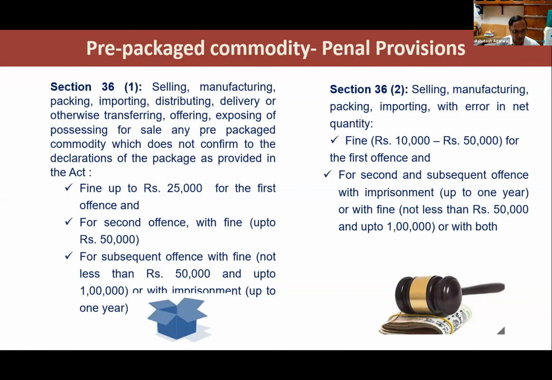For the second offense, it is 50,000, and for the subsequent offense, the fine may be not less than 50,000, but it may go up to 1 lakh, or with imprisonment, which may be up to 1 year. Section 36(2) speaks about the error in net quantity or the short delivery. The fine in first offense is from rupees 10,000 to 50,000, and for the second and the subsequent offense, it may be from 50,000 to 1 lakh rupees, or the imprisonment up to 1 year, or with both.